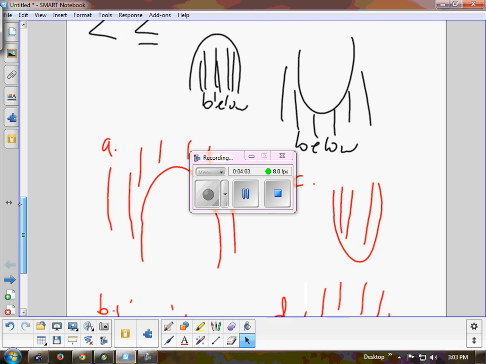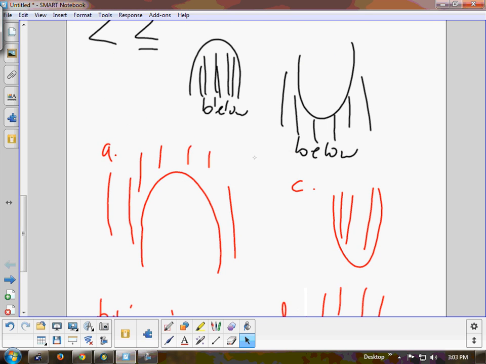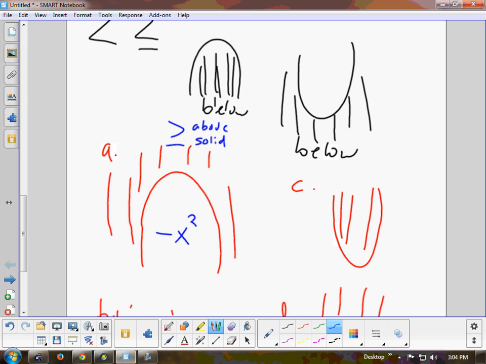So let's look at the choices that are on there. I did a quick sketch of them here. This one is above, and it's solid. So this would be greater than or equal to. The above is the greater than sign. The equal to makes it a solid line. It's a frown face, so it's a negative x squared. C is above and a solid line, so that's greater than or equal to also. However, it's positive x squared. It's a happy face.